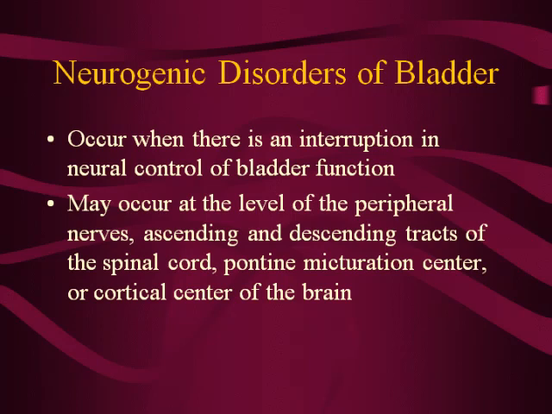Last but not least, we've got the neurogenic disorders of the bladder, and this is when you have an interruption in your neural control, the nerve. There's a nerve problem. Maybe it's in the peripheral nerves, maybe it's in the spinal cord, maybe it's in that pontine micturition center in the brain. It can be anywhere along the central nervous system.